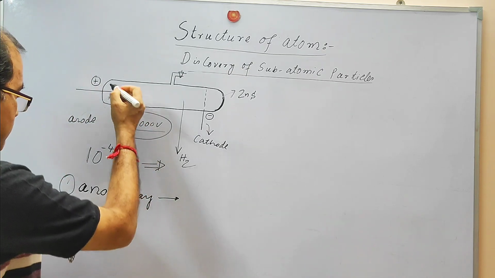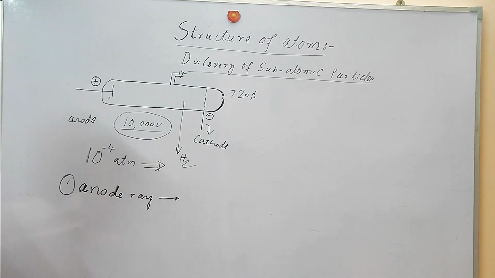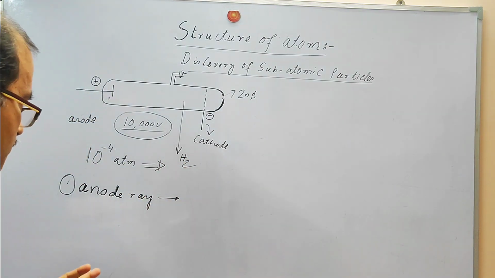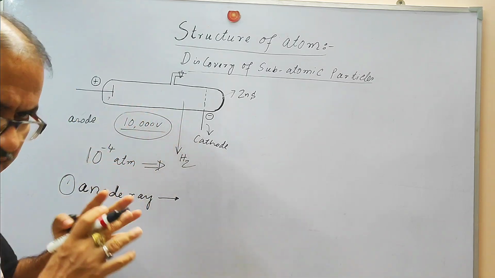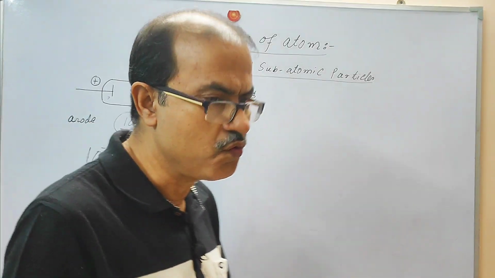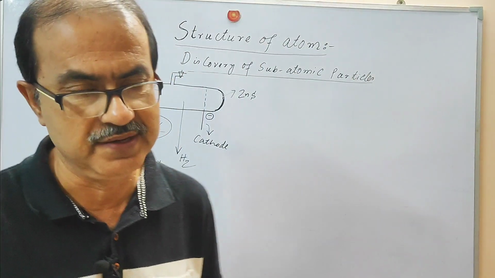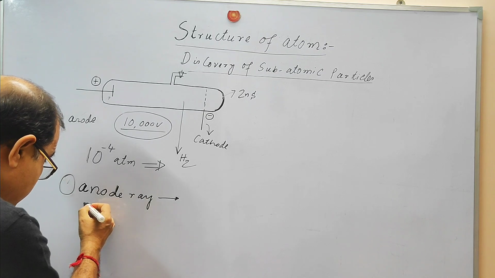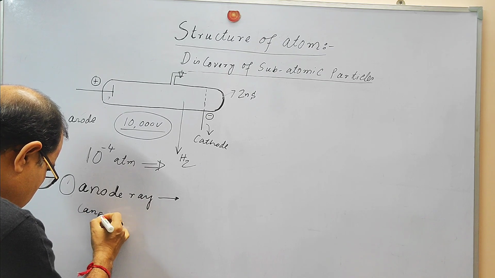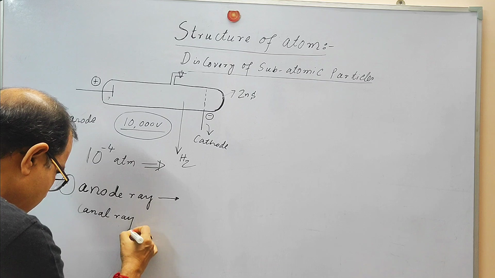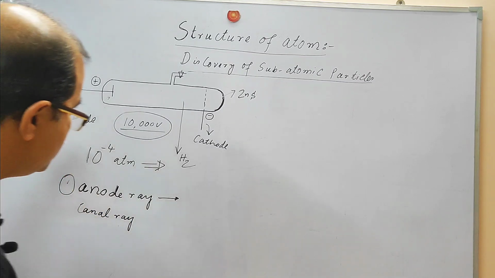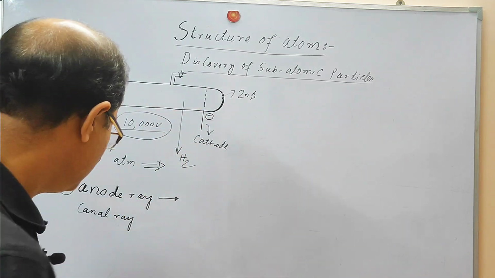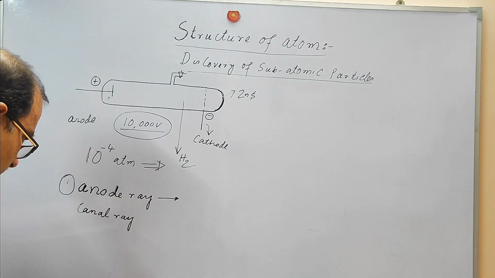It is coming from the anode to the cathode, and it has been found that there is a greenish light. The color of this effect normally depends on which type of gas you have used there. Okay. So this is the anode ray, and sometimes it is also called the canal rays. Why canal ray? Because it is going through the canal of the cathode. So this is also called the canal ray.